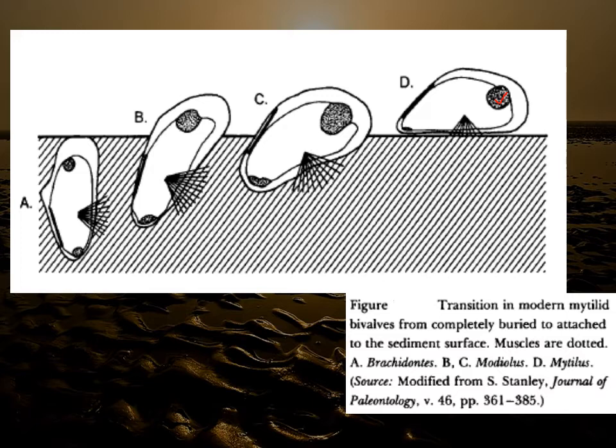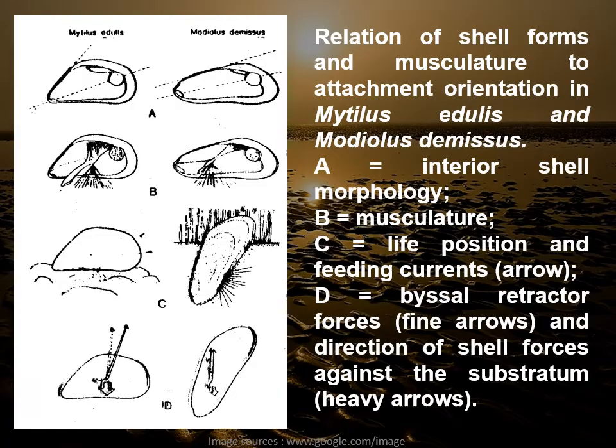As you can see, this is one byssally attached epifaunal bivalve, and gradually it goes infaunal, but at the same time it also remains byssally attached. So what are the changes when a bivalve is epifaunally byssate and when a bivalve is infaunally byssate? Here you can compare. This one is an epifaunal byssally attached bivalve. This one is an infaunal byssally attached bivalve.